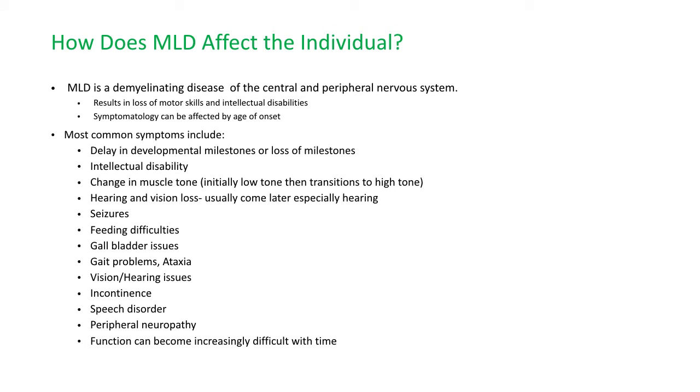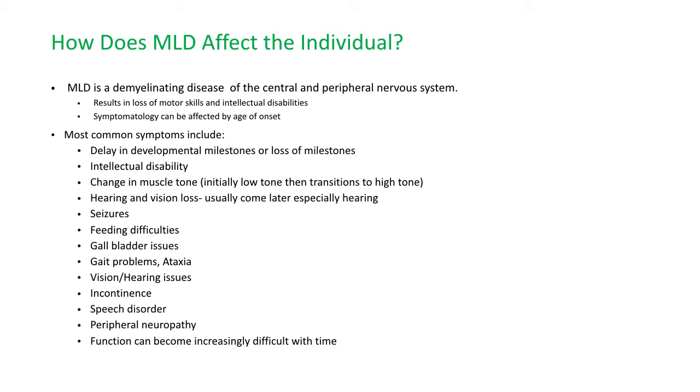How does MLD affect the individual? MLD is a demyelinating disease of the central and peripheral nervous system, which results in loss of motor skills and intellectual disabilities. Symptomatology can be affected by age of onset. Some of the most common symptoms include delay in developmental milestones or regression of milestones. And again, this should especially be noted with the late infantile form. Anytime a child attains a milestone and then loses it should warrant further evaluation.